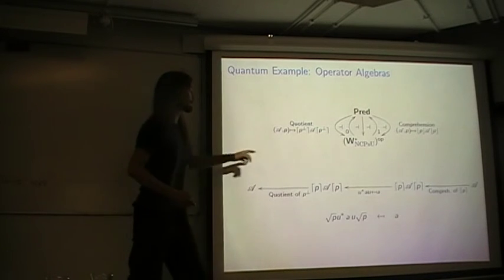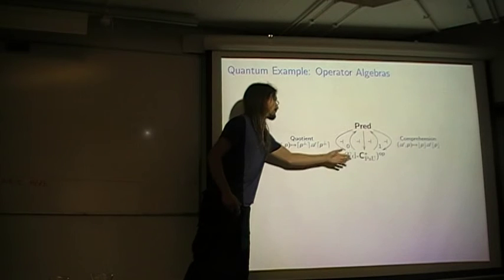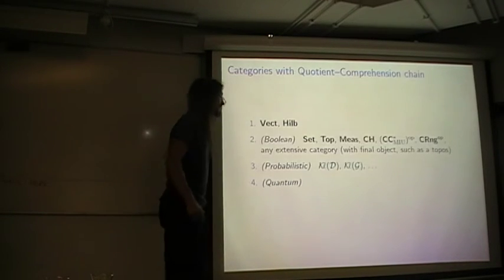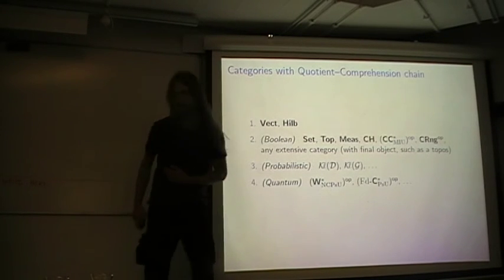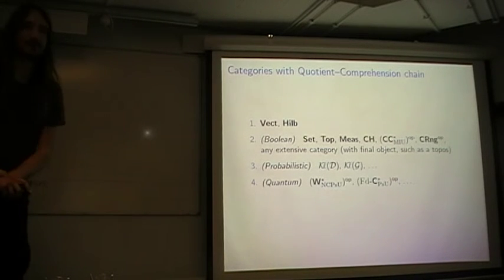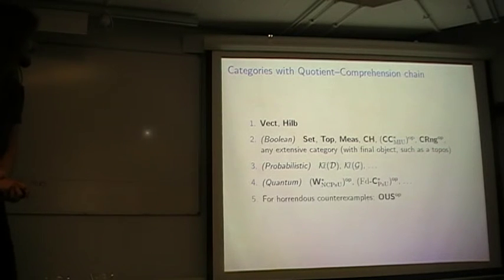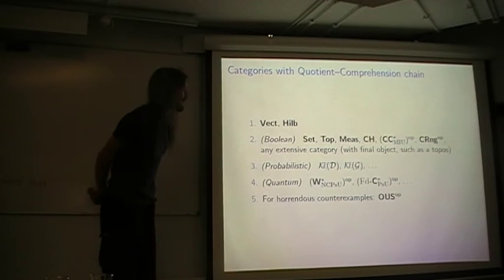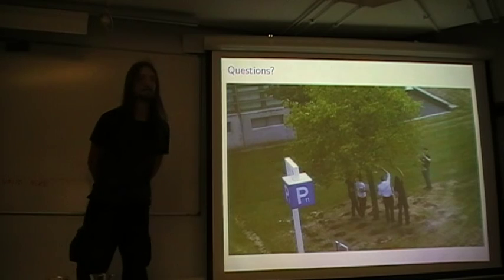Of course, you can replace normal algebras with normal completely positive subunital maps with finite dimensional C-star algebras. Then everything becomes easier, and then we also have quantum examples. There's one last example that I want to mention to you if you would like to think about these things. Namely, if you want horrendous counterexamples, I would suggest you look at order unit spaces. Well, thank you.